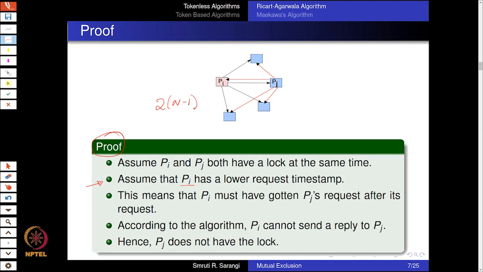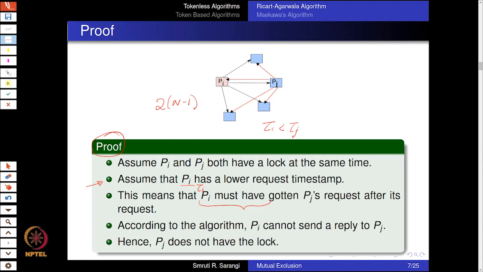Assume that processes Pi and Pj both have acquired the lock at the same time. Without loss of generality, same approach, assume Pi has a lower request timestamp. This means that Pi must have gotten Pj's request after its own request. That is obvious, right? Why? Because if Pi's timestamp is Ti, then it could not have gotten Pj's request before sending its own, otherwise Ti would have had a higher timestamp and this relationship would not have held. Given that this relationship is holding, Pi must have gotten Pj's request after it sent its own.